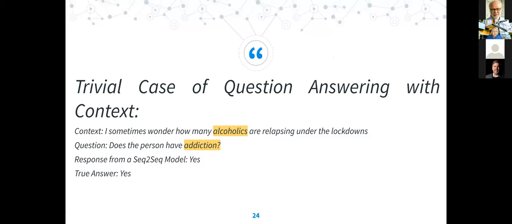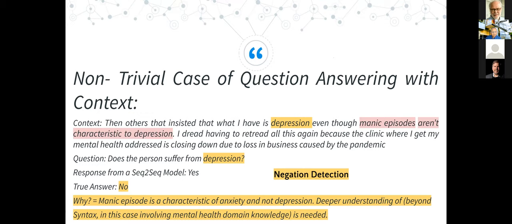The context is, I sometimes wonder how many alcoholics are relapsing under lockdown. Then the question is, does the person have an addiction? A sequence to sequence model would say yes, because there is overwhelming evidence in terms of co-occurrences that it would think that is the case. But if you look at this other sentence and ask the question, does the person suffer from depression? The answer you'll get without knowledge would be yes. The true answer is no. There is both a negation and a knowledge that manic episode is a characteristic of anxiety and not depression. So the deeper understanding beyond syntax, involving the mental health domain, is what is necessary if you're going to answer this question well.